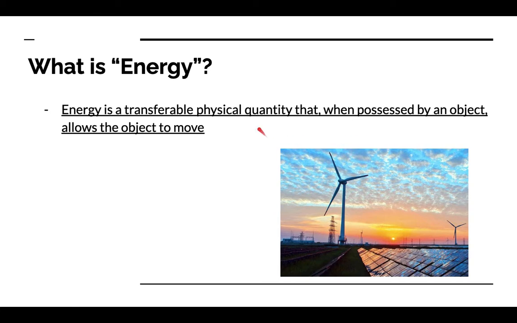So when we say that it's a transferable physical quantity, we don't mean that it's something you can hand to another person, like you can hand a rock or money to another person. Energy is something that we can't exactly see. It's not exactly tangible. Just like velocity and force, it's not something we can see, but we know that it's there. It's a physical quantity that we can transfer from object to object, and when possessed by a certain object, it allows that object to move, or better said, gives it the capacity to move.